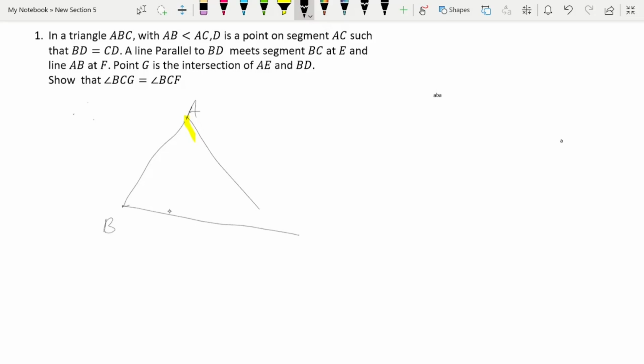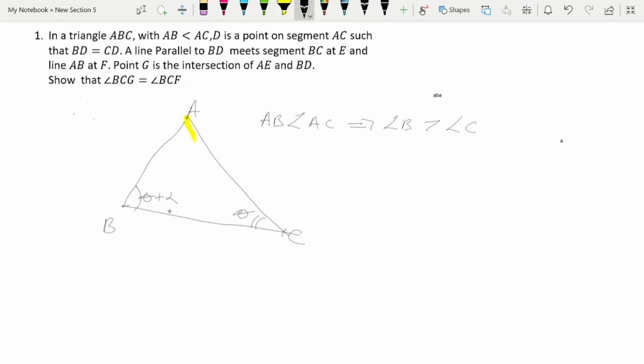So we have here C. AB less than AC just means that angle B is greater than angle C. That's what it means. Supposing we call angle C theta, we can call angle B theta plus something, let's say theta plus alpha.